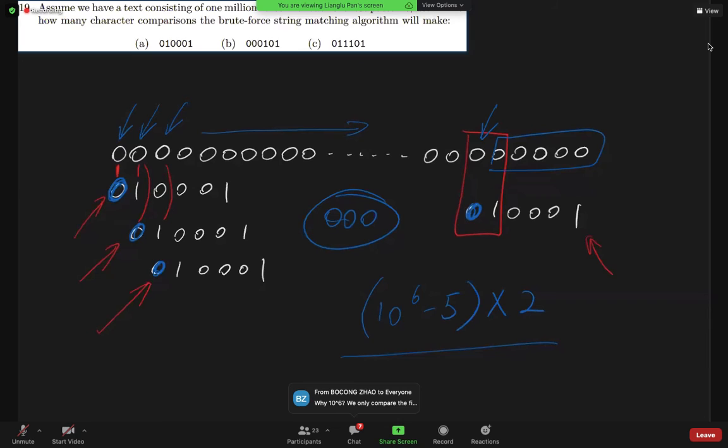Question from the chat window: why 10 to the power of 6? We only compare the first and second element, then move to the next position. So 10 to the power of 6 because there are 1,000,000 zeros in total, and we have 1,000,000 minus 5 possible positions. When we say move to the next position, we are going to move almost that many times. So we have 1,000,000 minus 5 possible positions, and in each position, we're going to have 2 comparisons.